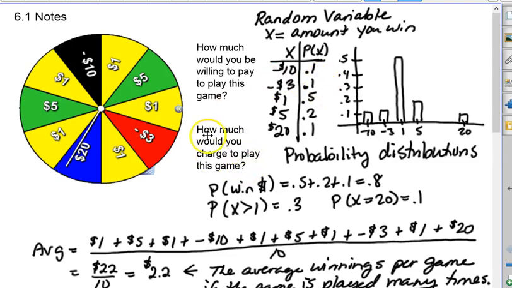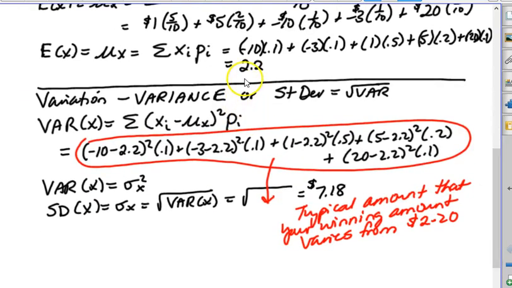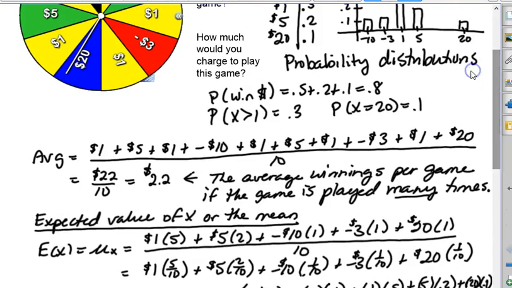But what about the person who's in charge of running the game? How much would you charge someone to play the game? If you were running the game like at a carnival or something, or at a casino, what would you have them pay to play? It would have to be more than $2.20, because if your average payout is $2.20 per game, you would have to charge them more than $2.20 per game. Not sure if you'd get people to play with that.